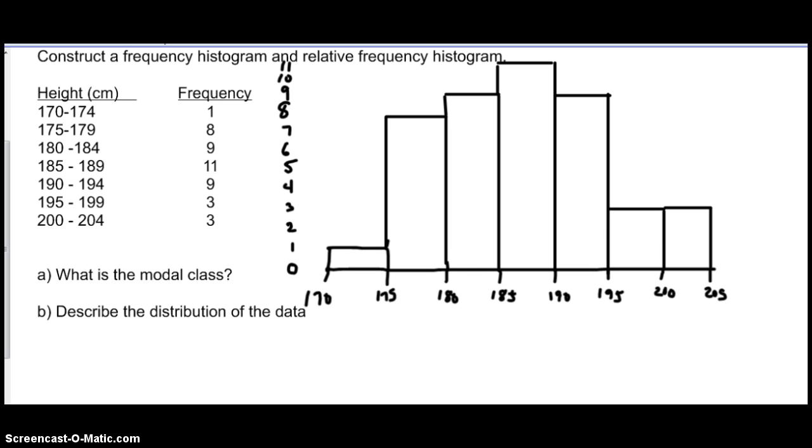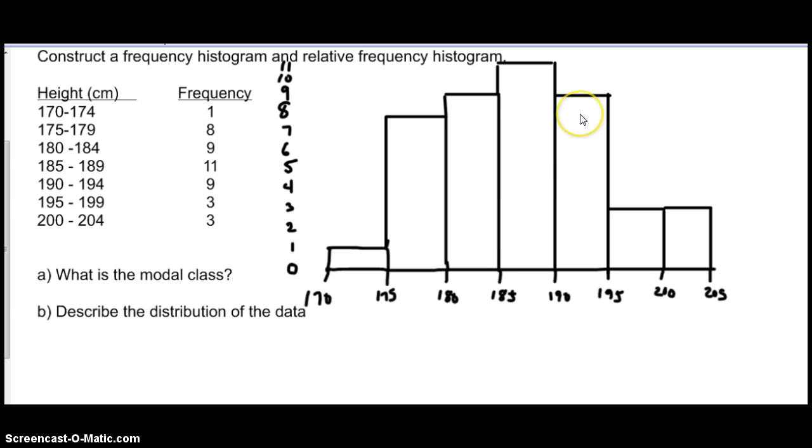Okay, so your histogram should look something like mine here. And again, what we're drawing is we're telling what is the frequency in this range. It's very important that they're all touching each other. There should be no gaps. Also, it's very important to label your graph.